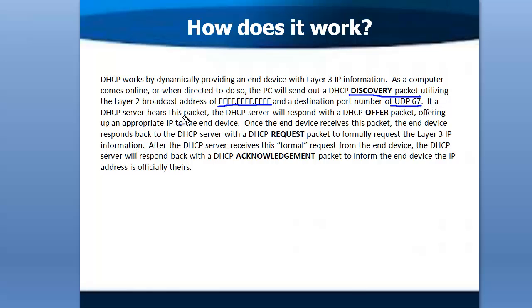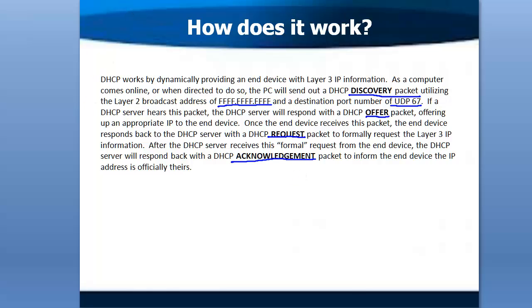If a DHCP server hears this packet, the DHCP server will respond with a DHCP offer, offering up an appropriate IP address to the end device. Once the end device receives this packet, the end device responds back to the DHCP server with a DHCP request packet to formally request the Layer 3 IP information. After the DHCP server receives this formal request from the end device, the DHCP server will respond back with a DHCP acknowledgement packet to inform the end device that the IP address is officially theirs.